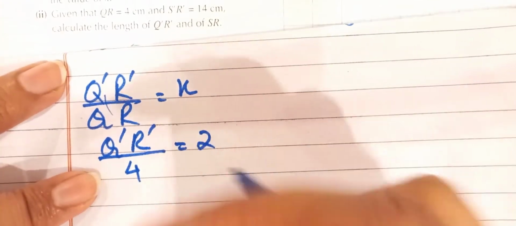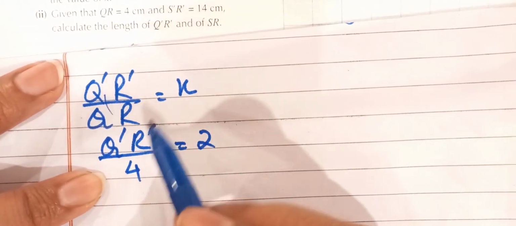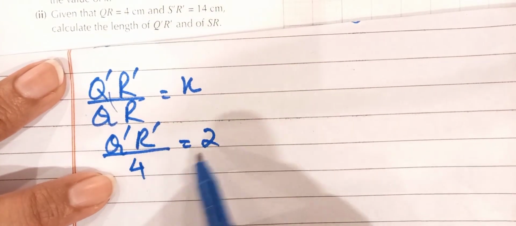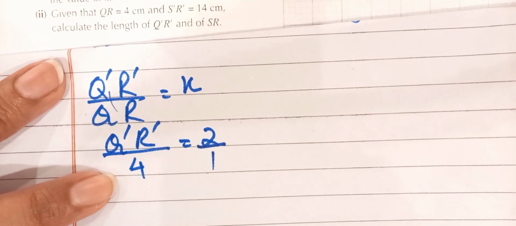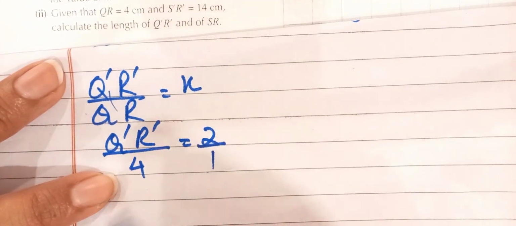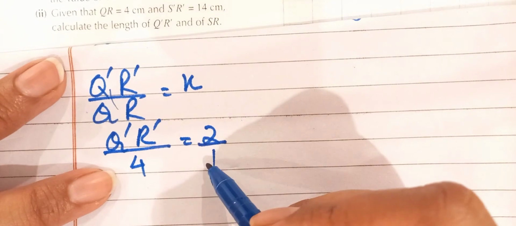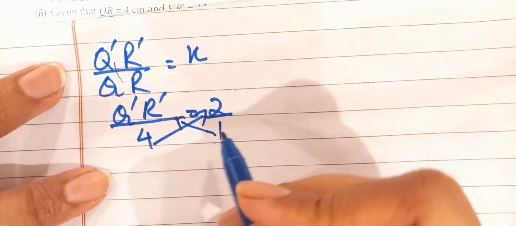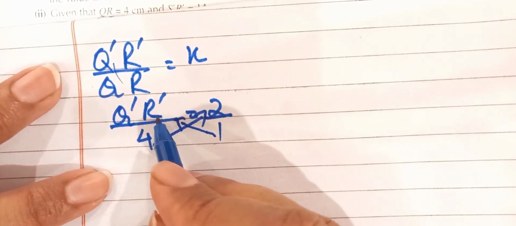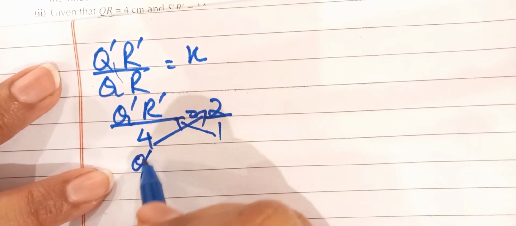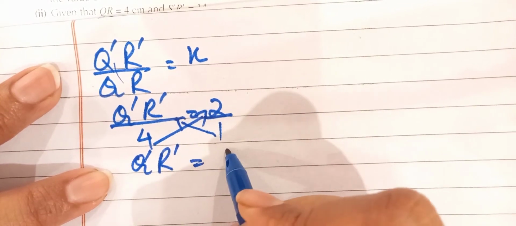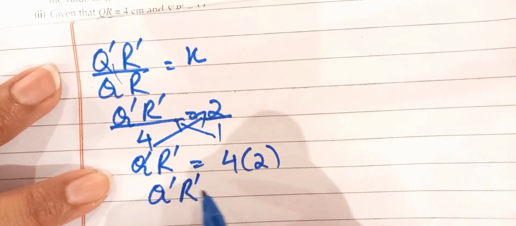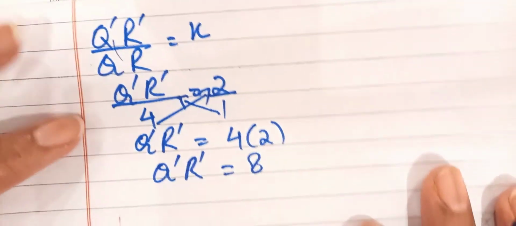Now in such a scenario, when there is only one fraction on the LHS and only one fraction on the RHS, then we cross multiply just to remove the denominators. This 1 will go here and this 4 will go here. So when I multiply 1 with Q dash R dash, there is no change in this. It will remain Q dash R dash, and this 4 will multiply this 2, and so Q dash R dash is equal to 8. I get 8 as an answer.